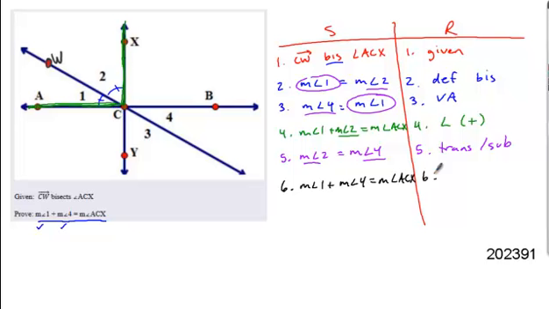And what allows me to replace one thing with its equivalent? That's substitution only, right? This is not transitive property. These aren't two things that are equal to the same thing. It's one thing being replaced by its equivalent to get a new statement. And so that would be the 6 steps for that proof.